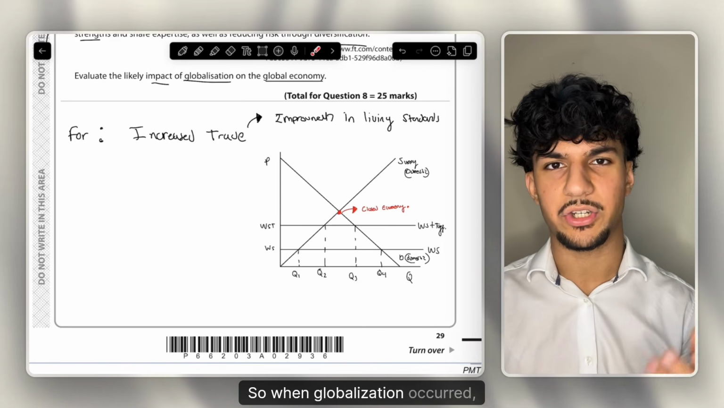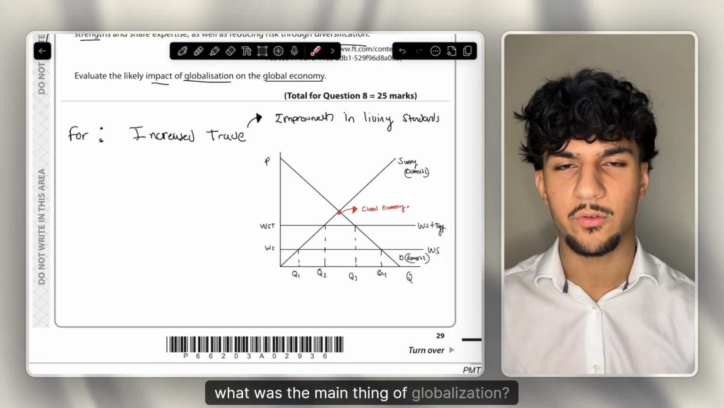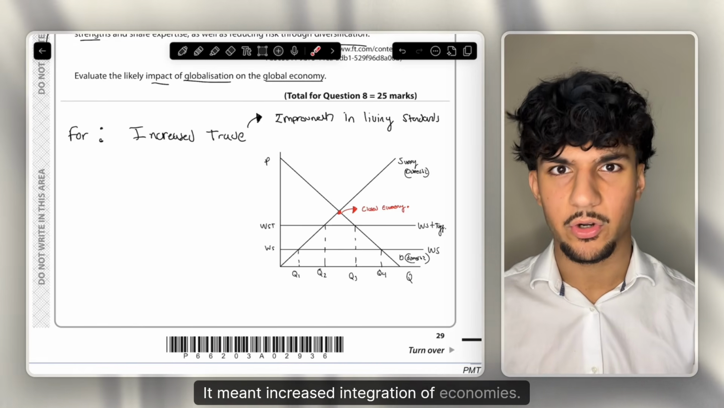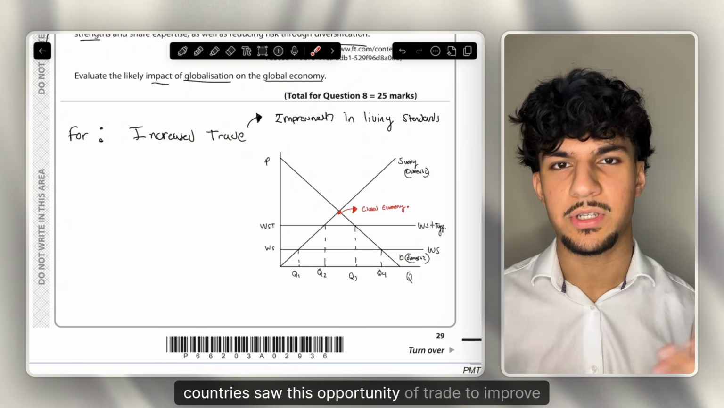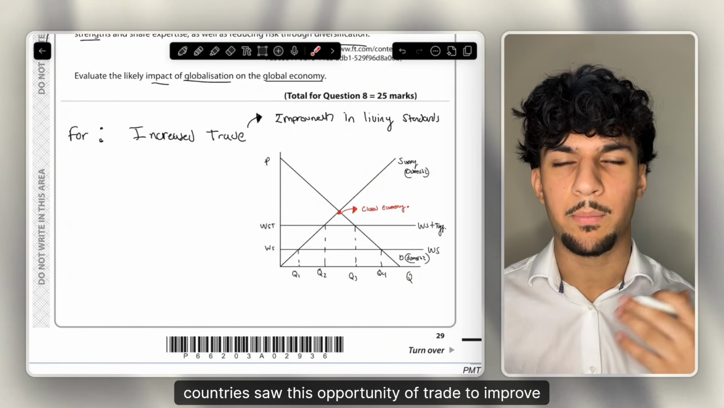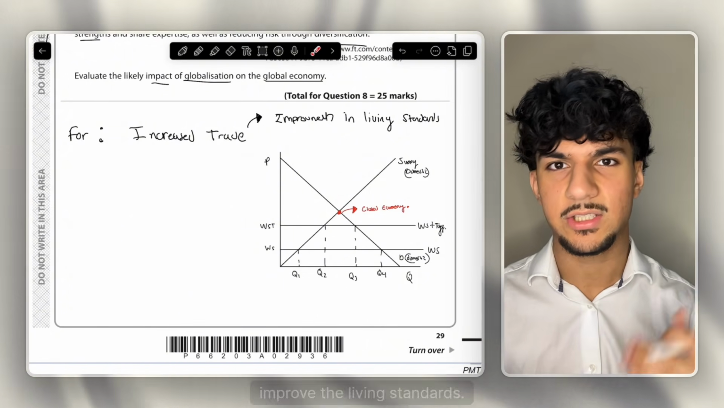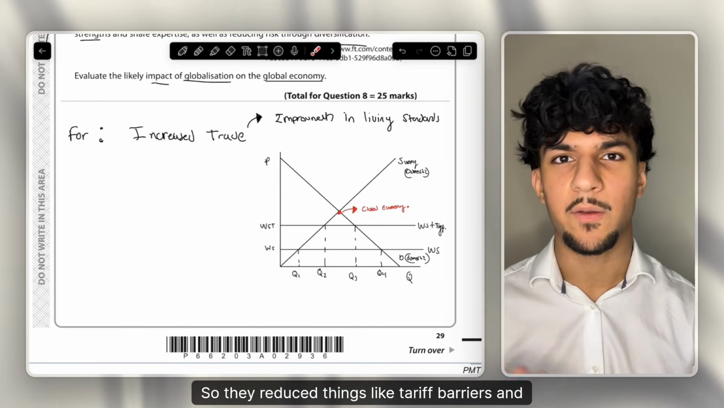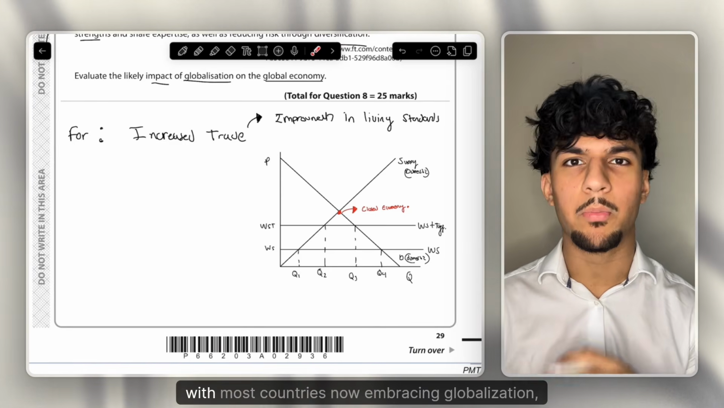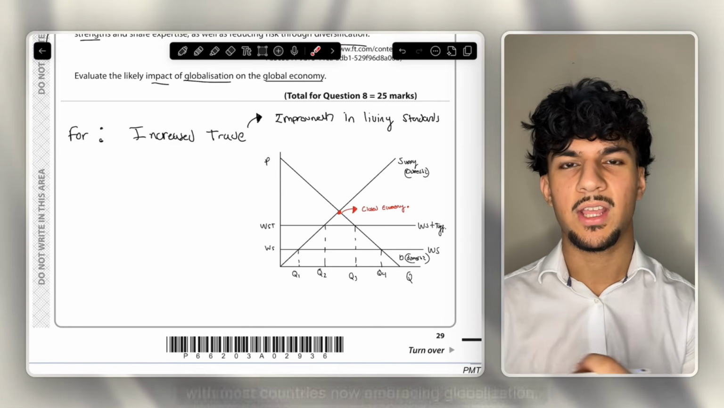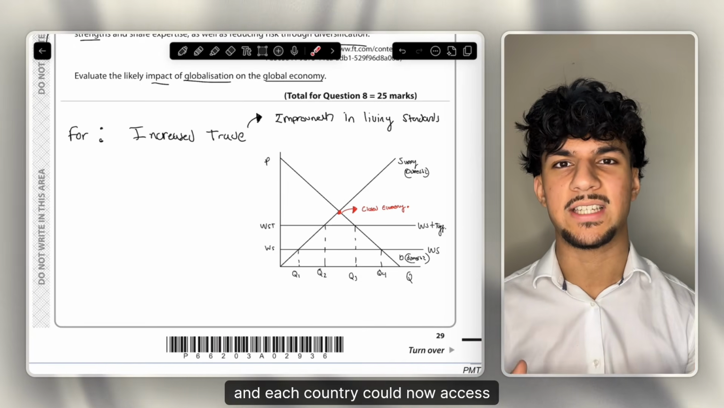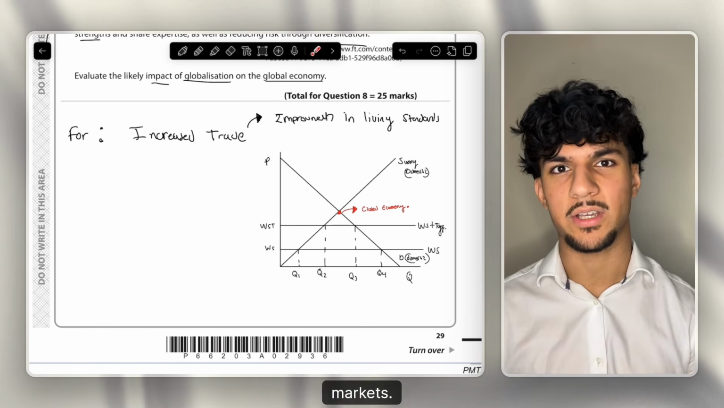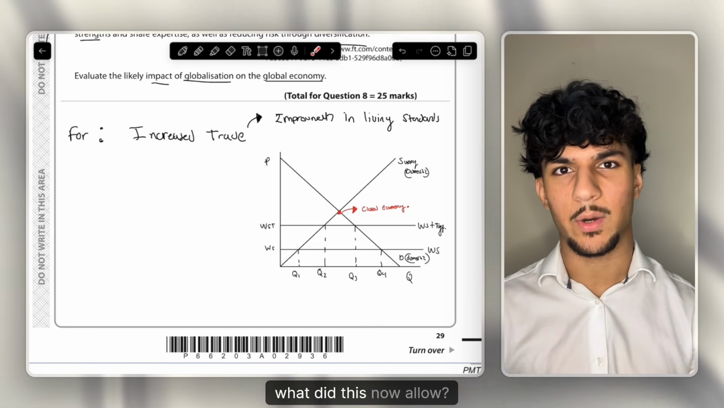So when globalization occurred, of course, what was the main thing of globalization? It meant increased integration of economies, therefore the main thing being increased trade. And countries saw this opportunity of trade to improve their economy, improve their living standards. So they reduced things like tariff barriers and fully embraced globalization. And with most countries now embracing globalization, it led to large amounts of international trade, and each country could now access massive international markets. What did this now allow?